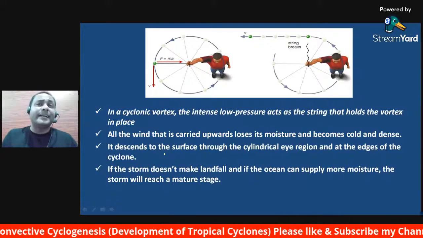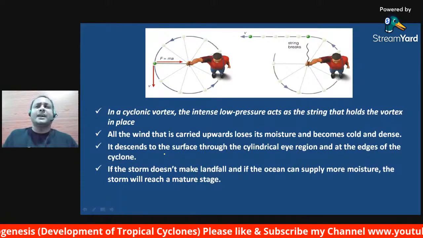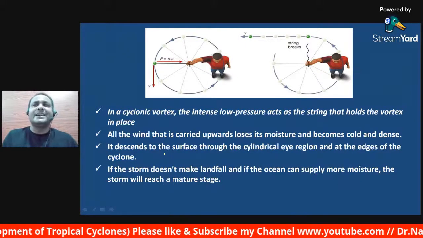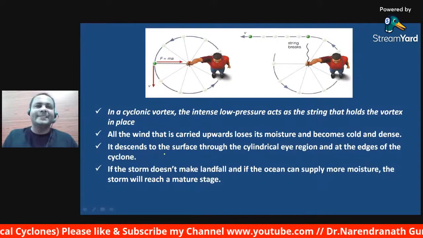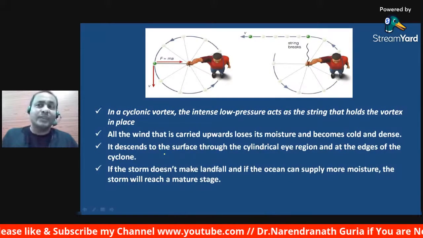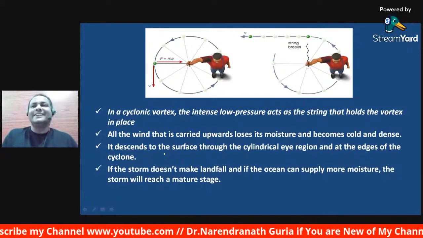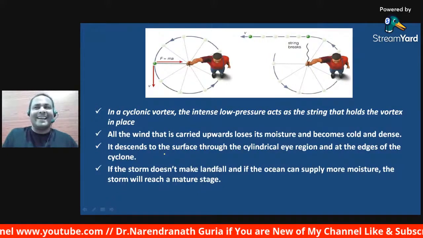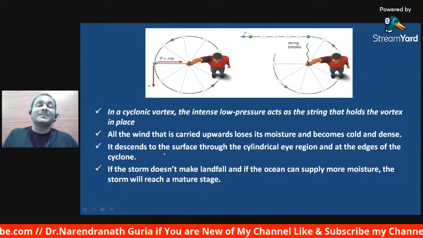And all the wind that is carried upward loses its moisture and becomes cold and dense at the surface through their cylindrical eye region. Clear? There are the cylindrical eye region and the eye of the cyclone.